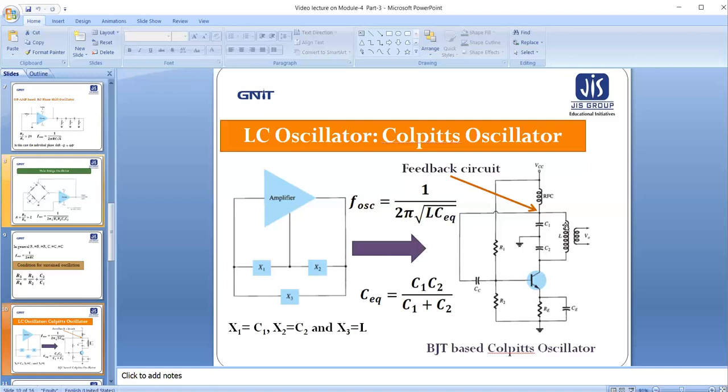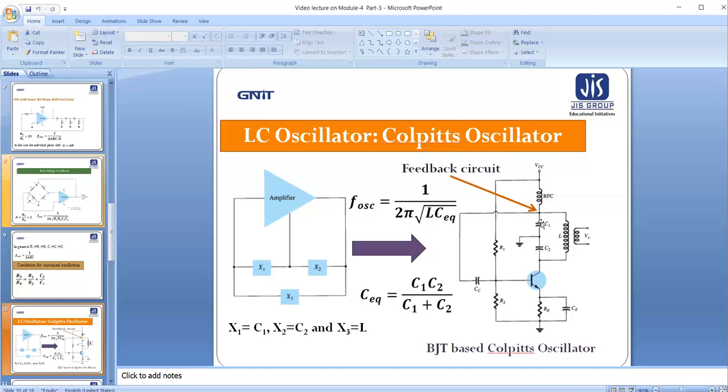As the LC network is in parallel connection, it is a parallel resonance circuit. And we know that at the frequency of oscillation, this parallel resonance circuit provides maximum impedance. So maximum impedance means the output voltage will be maximum at the frequency of oscillation, because the frequency of oscillation is nothing but the resonant frequency.